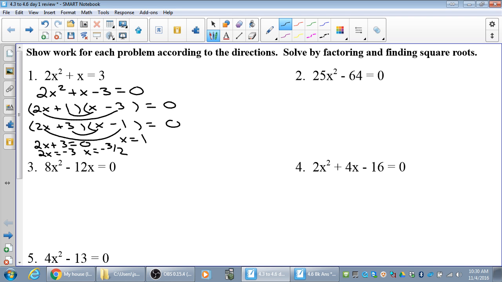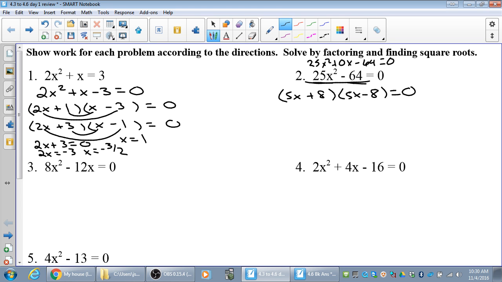Solve by factoring and finding square roots. So we have two choices on this. These are both perfect squares. 5x plus 8, 5x minus 8. This is called the difference of two squares. And if you do the outside and the inside, you get 0. There's no x. There's a 0x in the middle. We could write this as 25x squared plus 0x minus 64 equals 0. So that's where you get the 0.